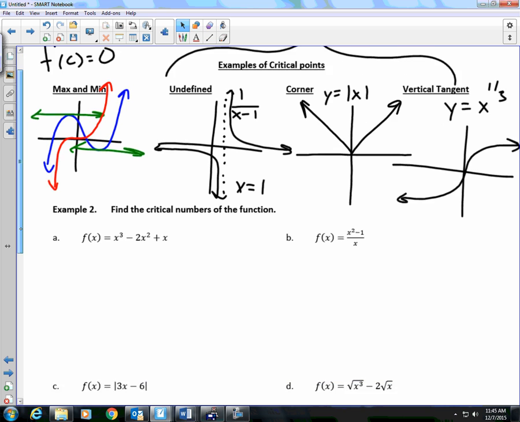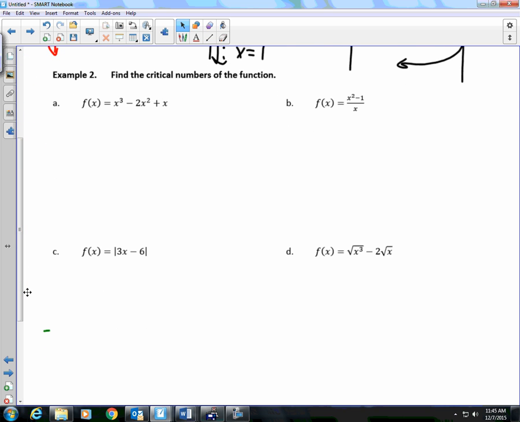So let's practice actually finding critical numbers of a given function. Then you can work on an assignment.